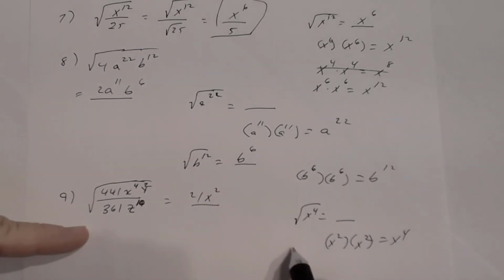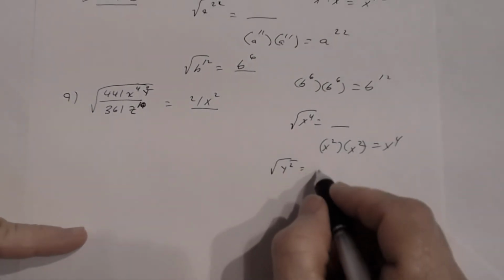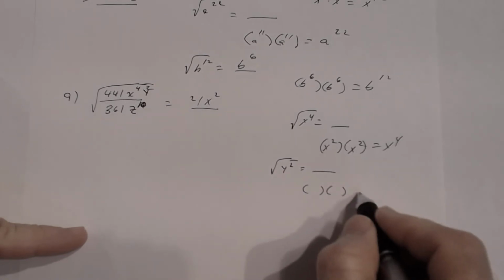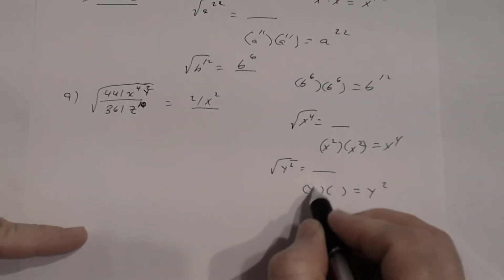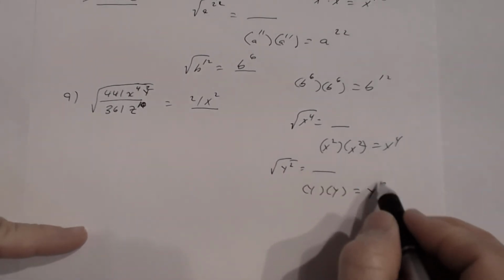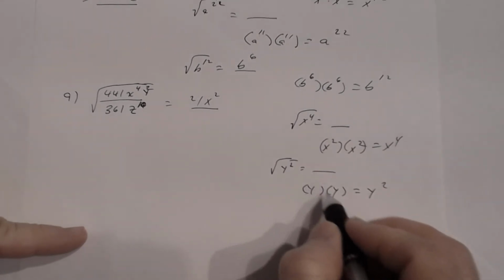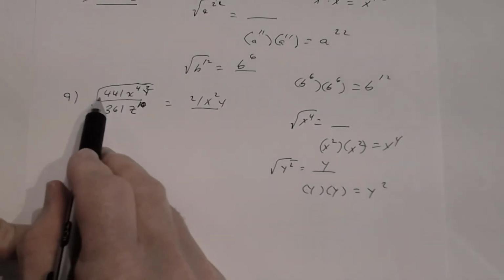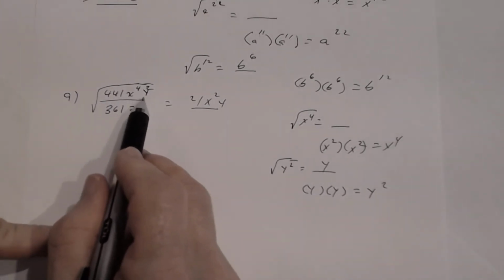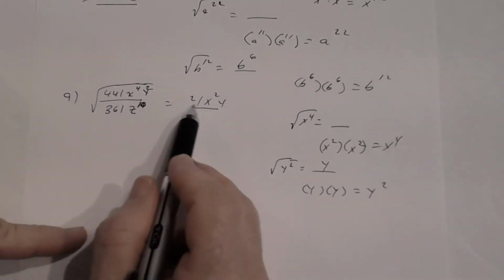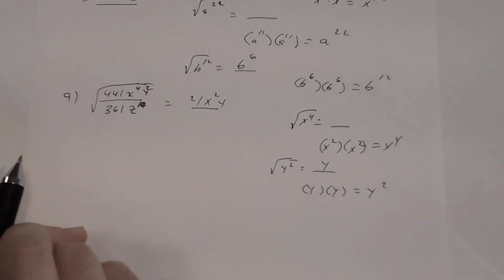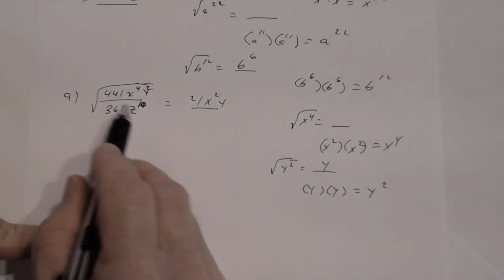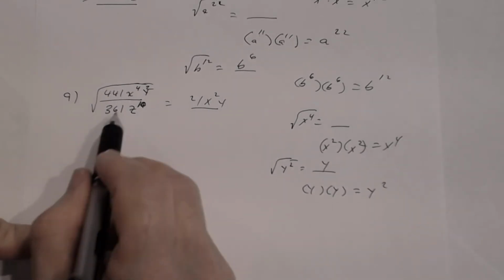And then let's talk about the square root of y squared. So what do you think that equals? So what times itself twice is y squared? Well, y times y. Kind of makes sense because 2 divided by 2 is 1, so y to the 1st, y to the 1st. And so that goes here. So the numerator, the square root of 441 x to the 4th, y to the 2nd power, is 21x squared y. Now the denominator, let's look at the square root of 361.